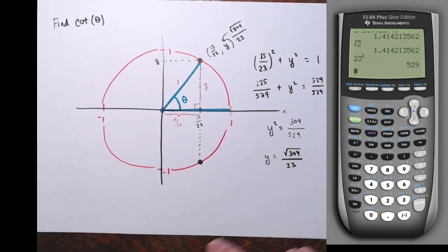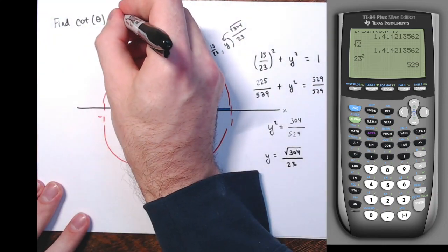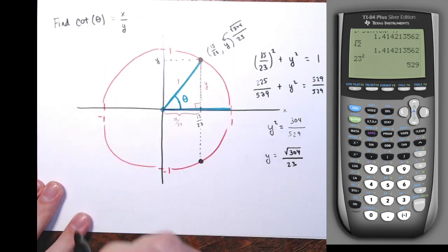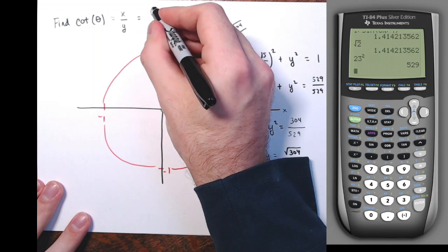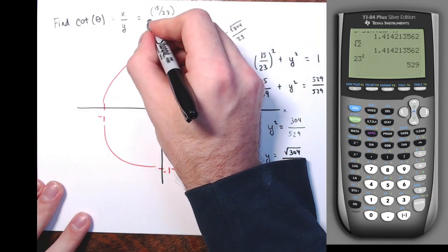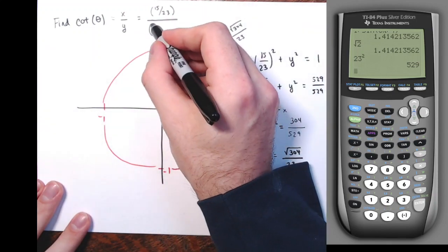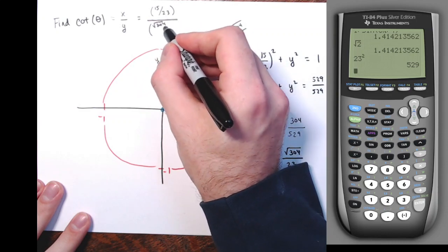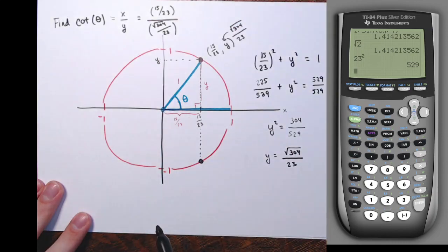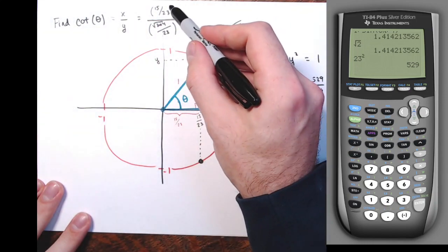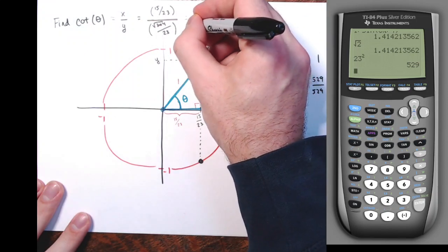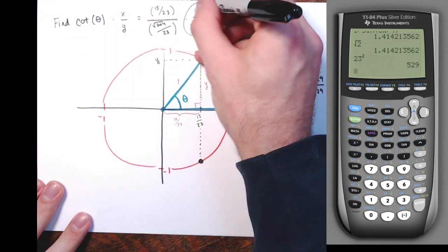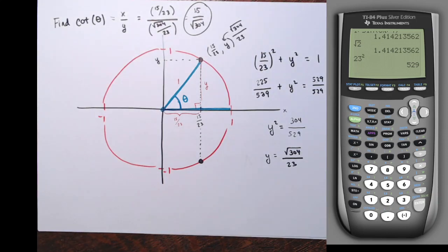So remember, this is equal to the x-coordinate of the point on the unit circle that we stopped at divided by the y-coordinate. So that is 15/23 in the numerator divided by the square root of 304 over 23 in the denominator. And if I multiply the top and bottom by 23, the 23s will cancel. So I have 15 divided by the square root of 304. I think they'll take it that way.